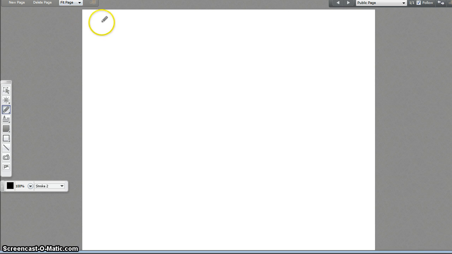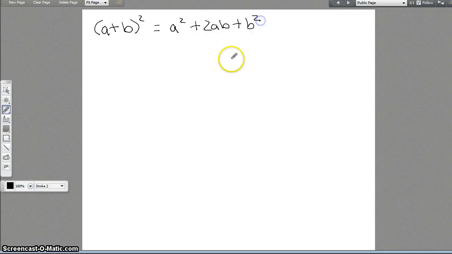So we've learned how to square the sum of two terms. Like if we have a plus b and we square it, we know that when we multiply that out, we're going to end up with a squared plus 2ab plus b squared. And we know that if we have the difference of two terms and then we square that, we'll end up with a squared minus 2ab plus b squared.